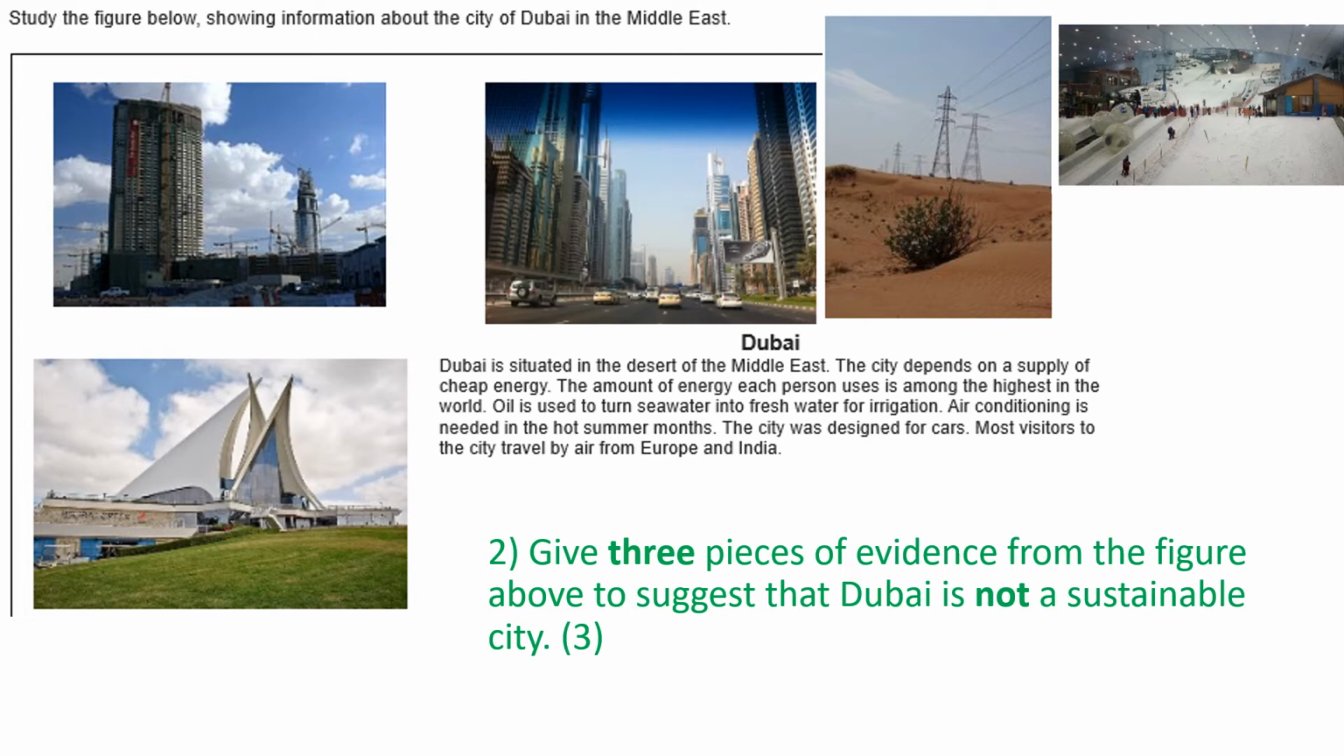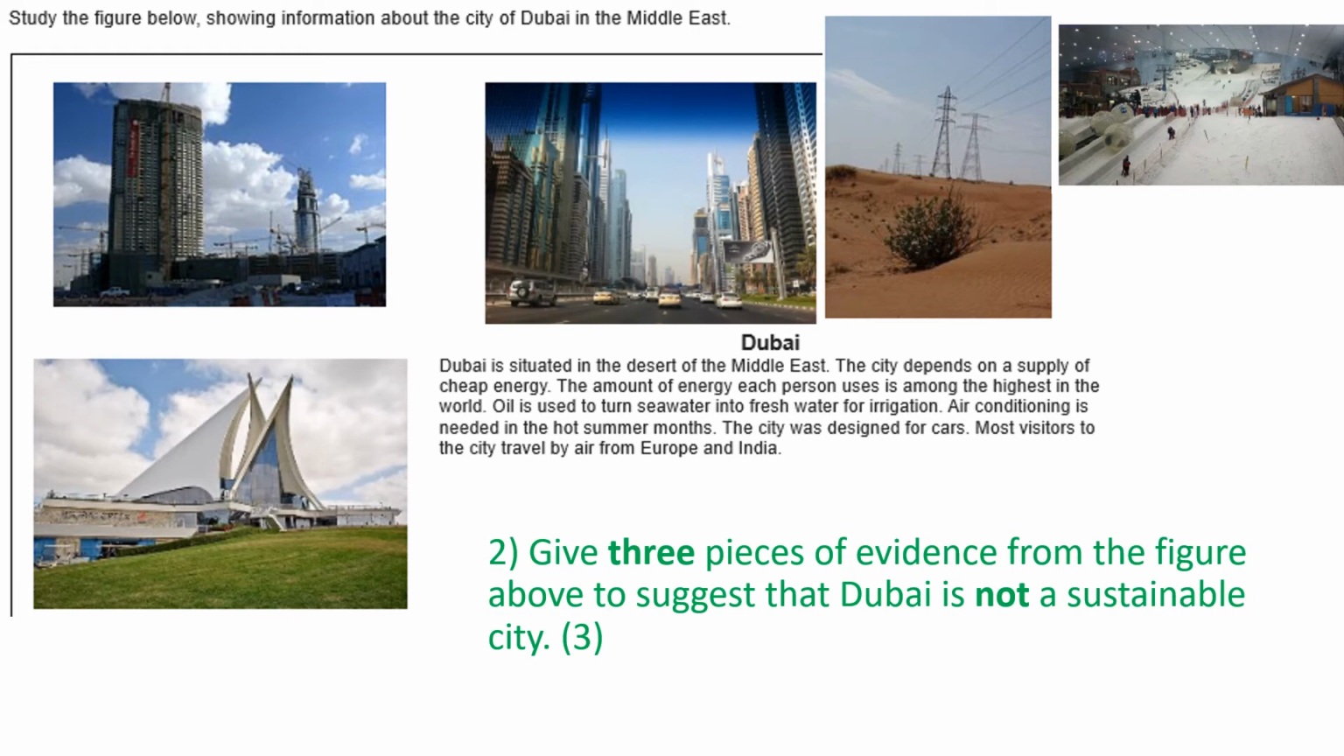Oil is used to turn seawater into fresh water for irrigation. Now remember, oil is a fossil fuel and it produces carbon dioxide when it's burned, which is a greenhouse gas. So it's bad to use oil, and that's what they're using. They're also turning seawater into fresh water because they don't have a freshwater supply because it's a desert. They're using that water for irrigation and for drinking and just general running of the city, I should imagine.